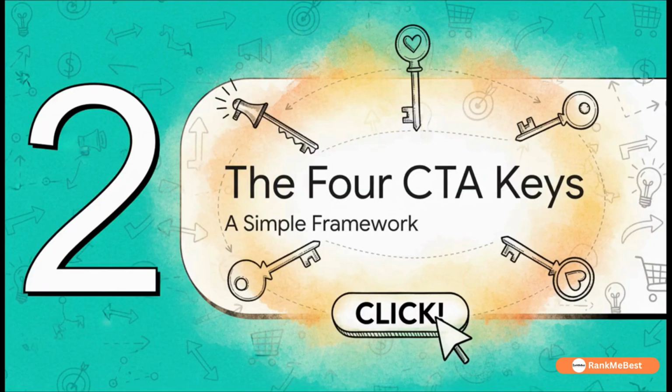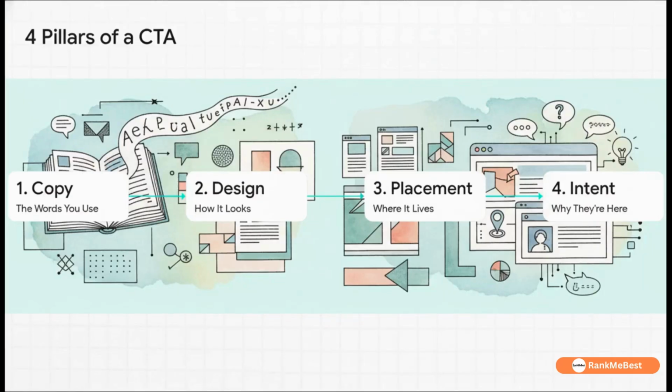So obviously you need one, but how do you build one that actually works? It's definitely not about just slapping a button on your page and calling it a day. There's a real strategy to this. And we're going to walk through a really simple but super powerful framework I'm calling the 4 CTA keys. These 4 pillars, this is basically your roadmap. Think of it like a checklist.